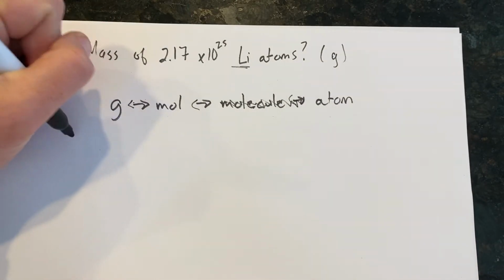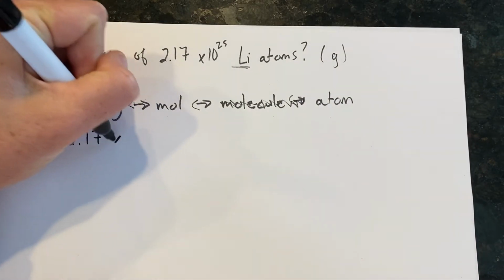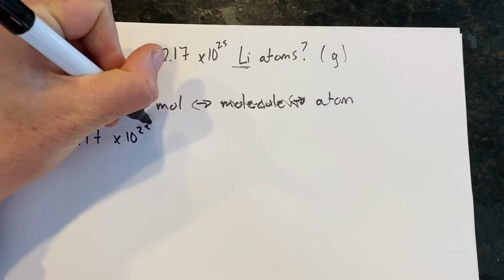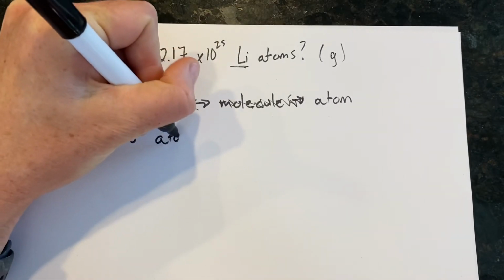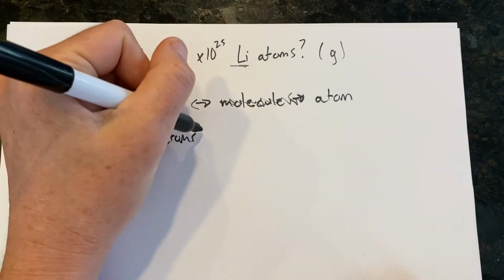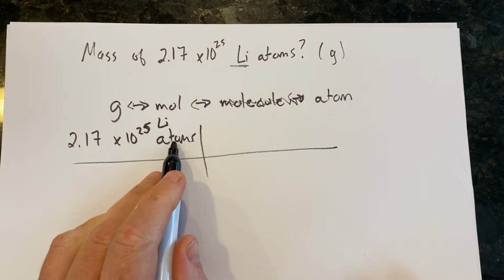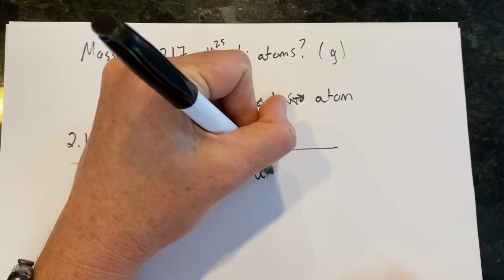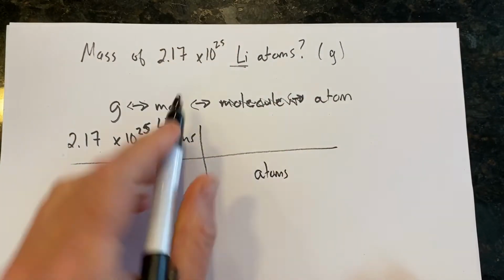So let's go ahead and start with what we got, 2.17 times 10 to the 25 atoms, lithium atoms specifically. I should probably write that. And again, if this is atoms, we're going to put atoms down here. And we want to go to mole.